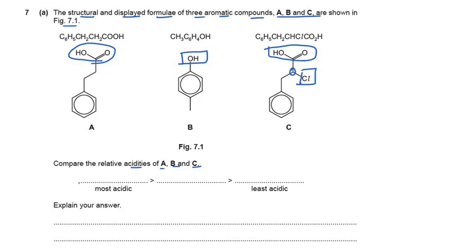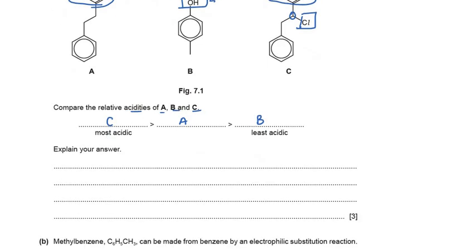So because of the presence of the chloro group, compound C will be the most acidic, then A, and B will be the least acidic because there is no carboxylic group directly bonded, only the phenol group bonded to the aromatic ring. Phenol is definitely acidic, more acidic than other alcohols, but compared to carboxylic acids it's weakly acidic. So if we explain the answer, we need some space for the explanation.